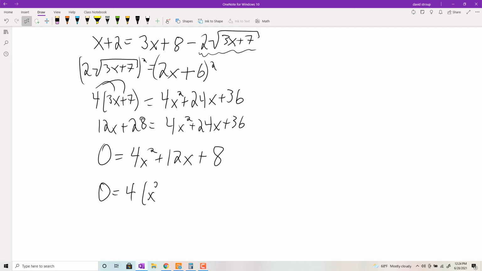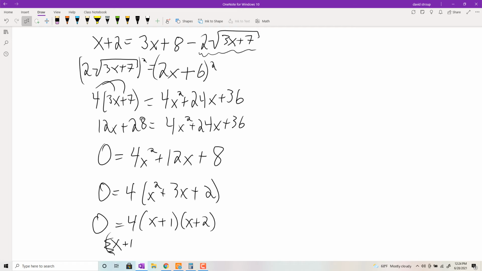So I'll have x squared plus 3x plus 2. And then you can factor that thing. So you get x plus 1, x plus 2. Set the parts equal to 0. The 4 will never equal 0, so you don't have to worry about that.